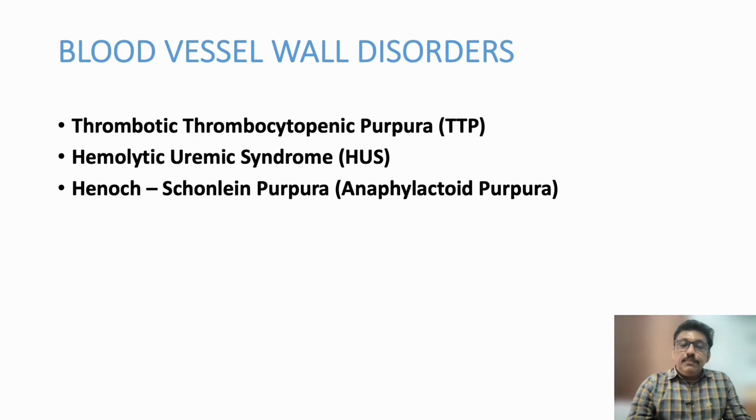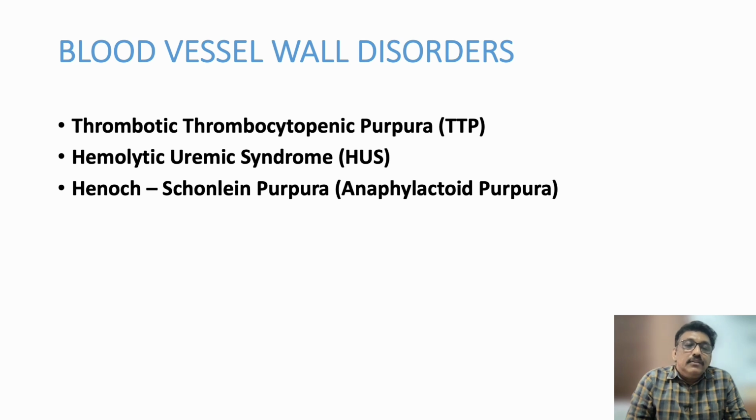When we discuss blood vessel wall disorders, there are three important vessel wall disorders. In all these three conditions, the problem is in the vessel wall. The presentation may vary, but the problem is basically in the vessel wall: TTP, hemolytic uremic syndrome, and Henoch-Schönlein purpura or anaphylactoid purpura.